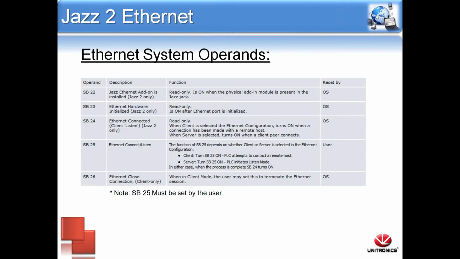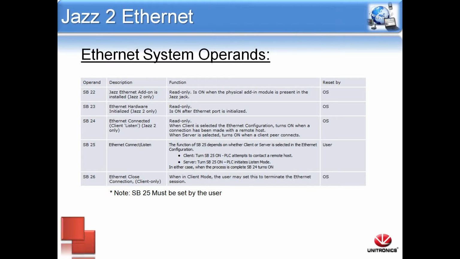When programming, it is also important to know the different Ethernet system operands. System bit 22 is read-only. It goes high when the MJ20 ET1 module is attached. System bit 23 is also read-only. It goes high when the Ethernet port is initialized.